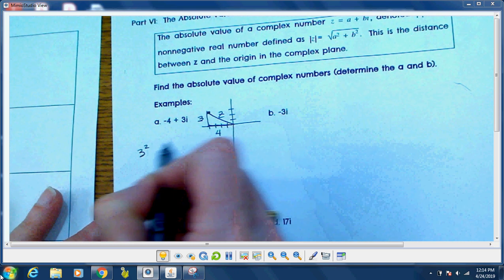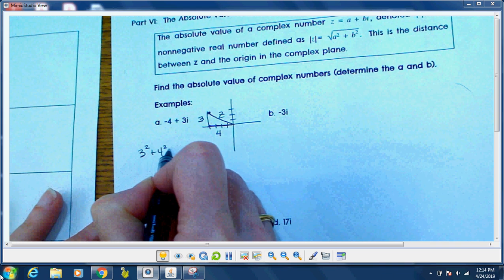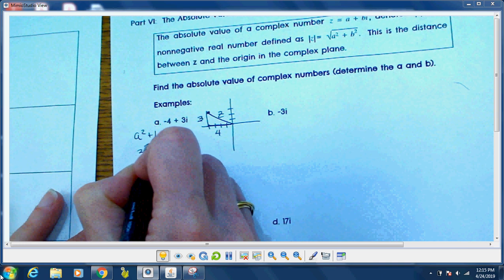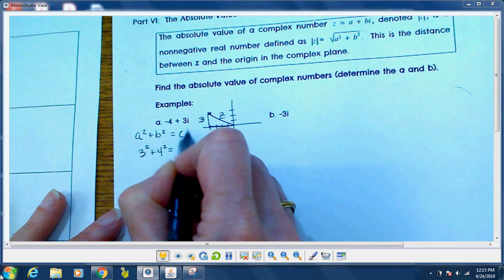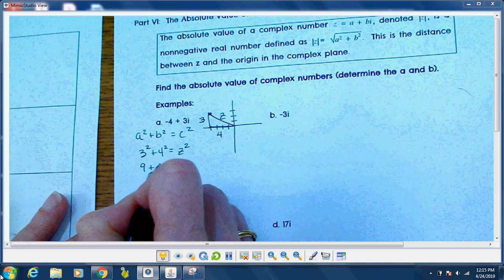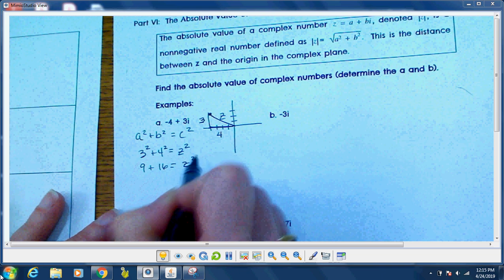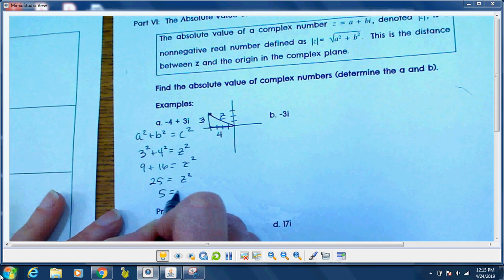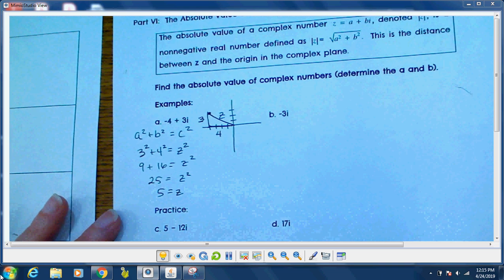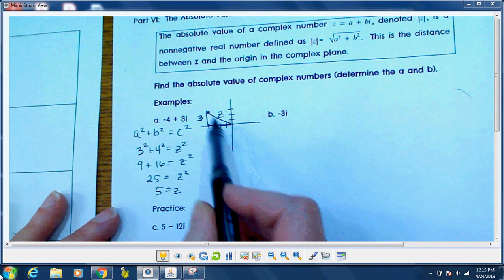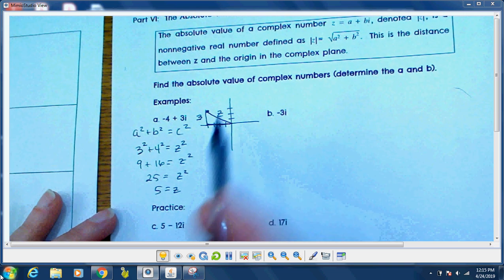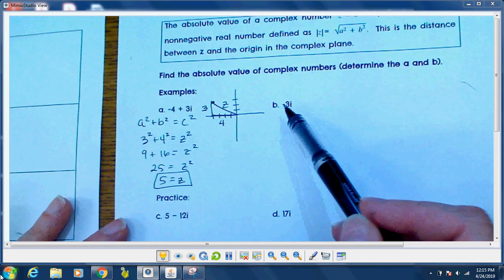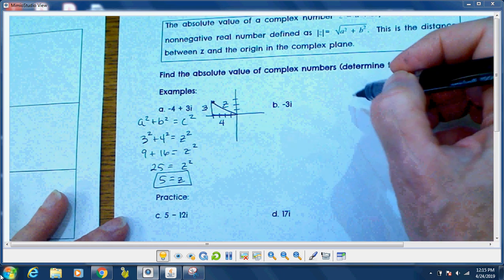we're going to call this z, plus 4 squared equals z squared, because Pythagoras: a squared plus b squared equals c squared. So 9 plus 16 is z squared, 25 equals z squared, 5 equals z. So that distance on the complex plane is 5. Z equals 5. Again, I would strongly recommend that you sketch this out.